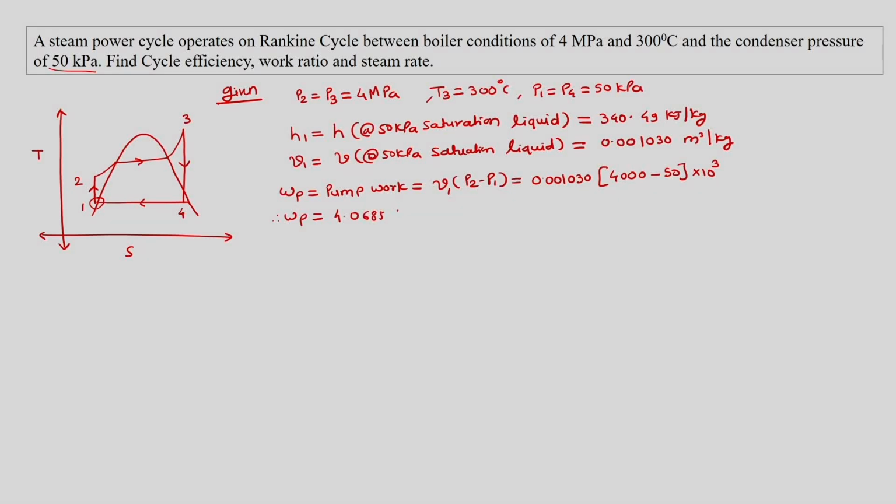4.0685 kilojoule per kg. So we can find out H2 is equal to H1 plus pump work. H1 is known to us, 340.49, pump work is 4.0685, so we get H2 344.56 kilojoule per kg. Now we need to find out state 3.